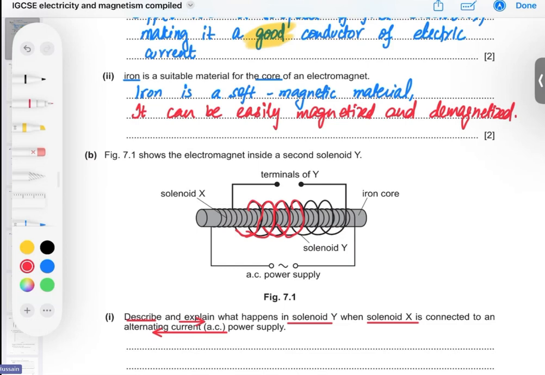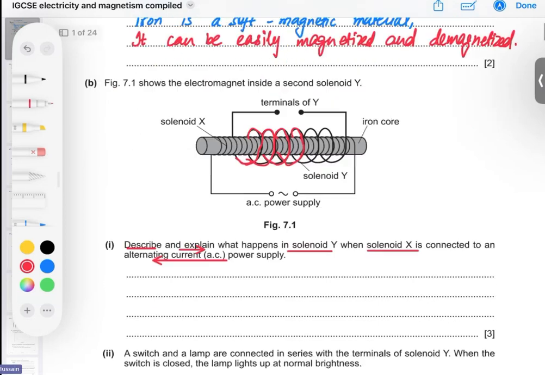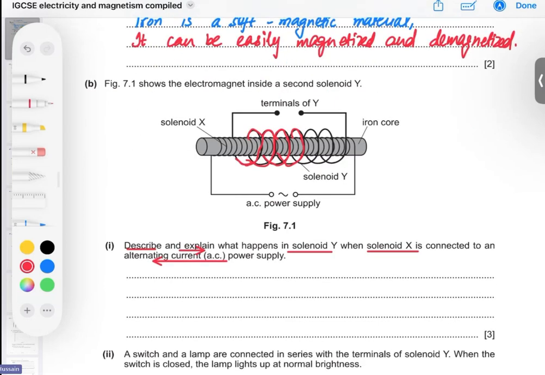A current creates a magnetic field. All right, so that means there would be an alternating magnetic field, and that alternating magnetic field in solenoid X will cause a current in solenoid Y, an induced current, an induced EMF, in fact, right? Got it? Yes, sir. So, how will we phrase this?